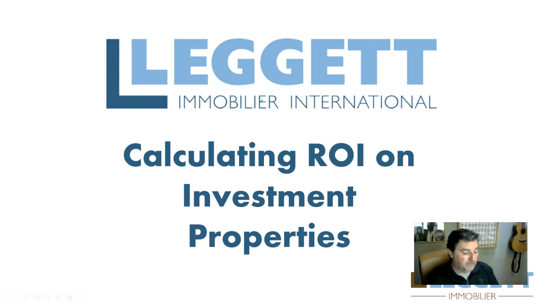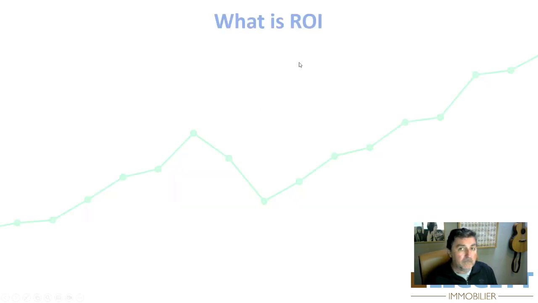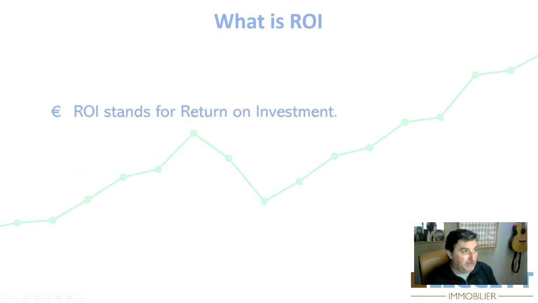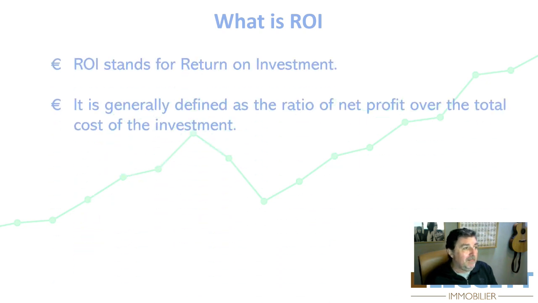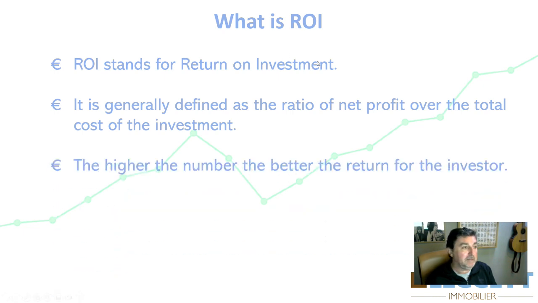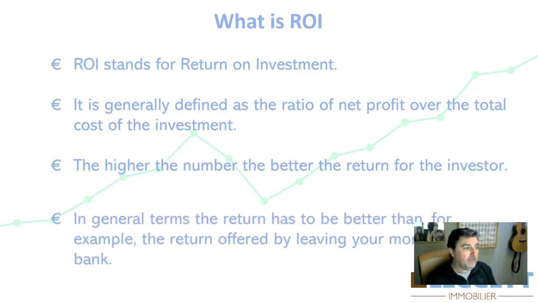So, what is ROI? It stands for return on investment. Generally defined as the ratio of net profit over the total cost of the investment. So basically, how much money are you making relative to how much money are you spending? The higher that number, the better the return for the investor. So 1% isn't very good, 20% is very good.